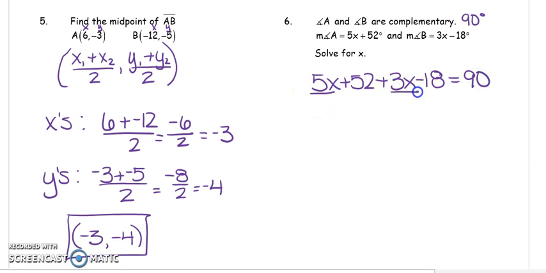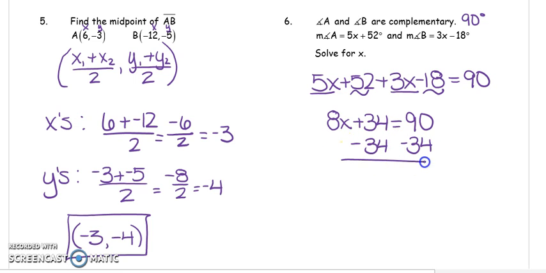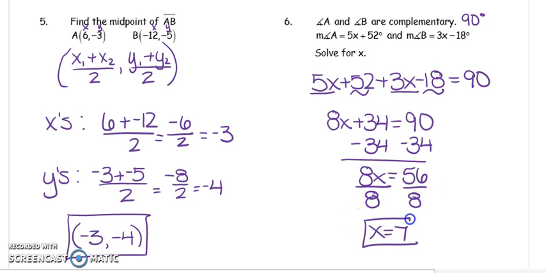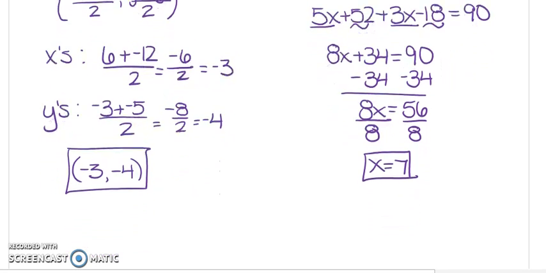Combining like terms, that's 5x and 3x, which will give me 8x. 52 and a negative 18 will give me a positive 34. Is equal to 90. I'll subtract the 34, which will make 8x equal to 56. And then if I divide by 8, I'll get x to be equal to 7.